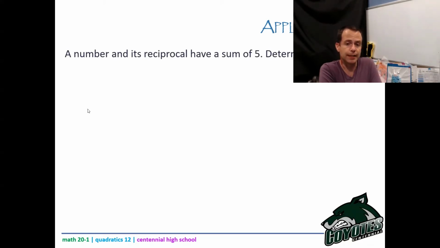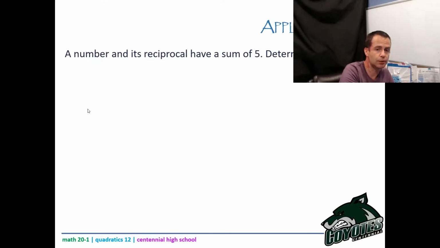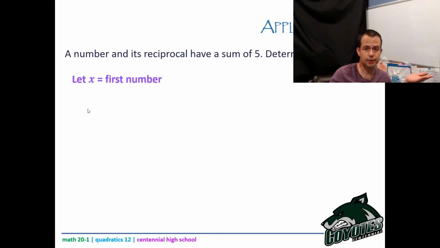We'll do a couple of these together, and then I'll leave you alone to try it on your own. A number and its reciprocal have a sum of 5. Determine the number. Well, first of all, we want to let x equal that first number, okay? Then we know that the reciprocal would be 1 over x. So x is our first number, so I've defined my variables. The reciprocal is 1 over x, and I know the sum is 5. So my equation becomes x plus 1 over x equals 5, okay?